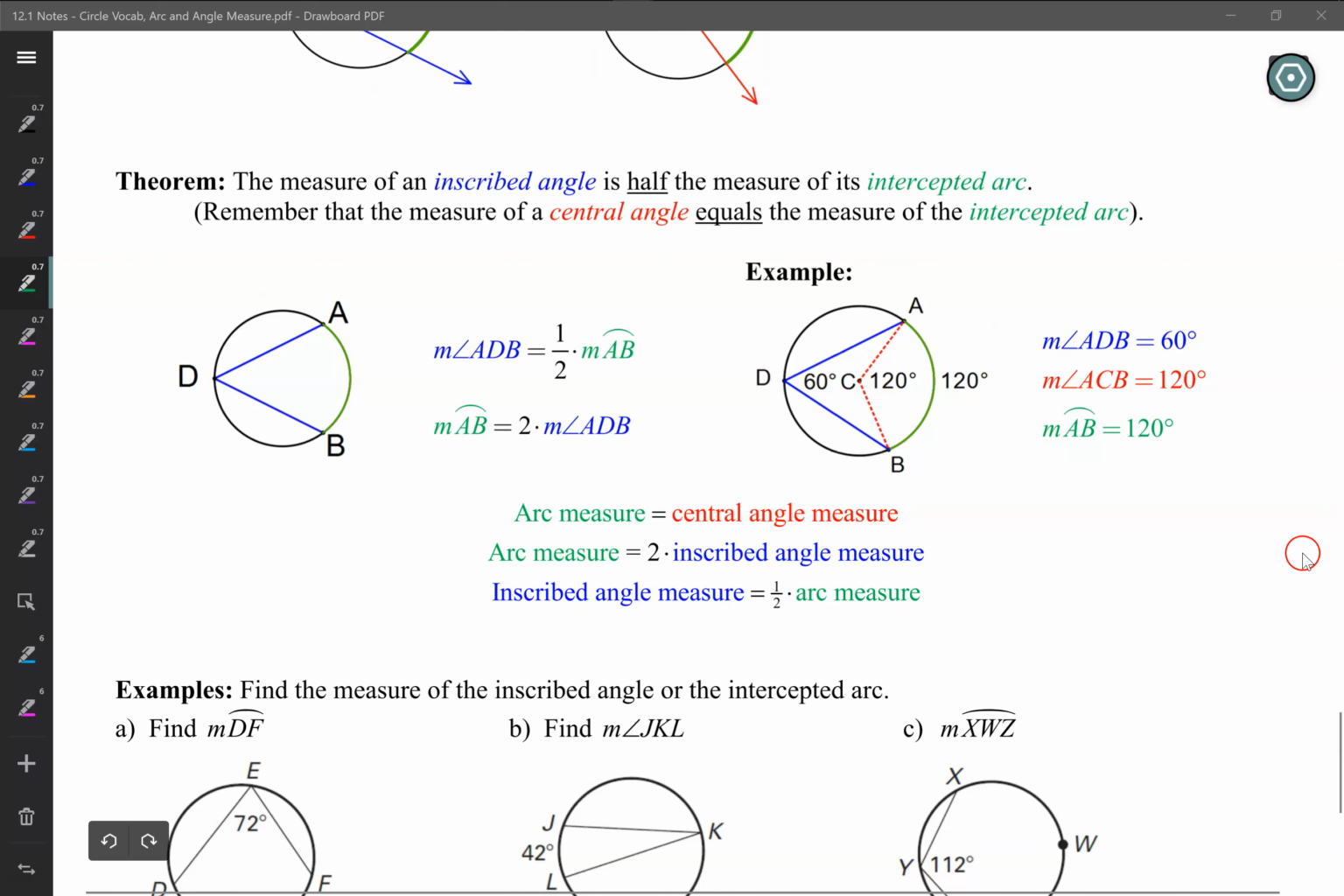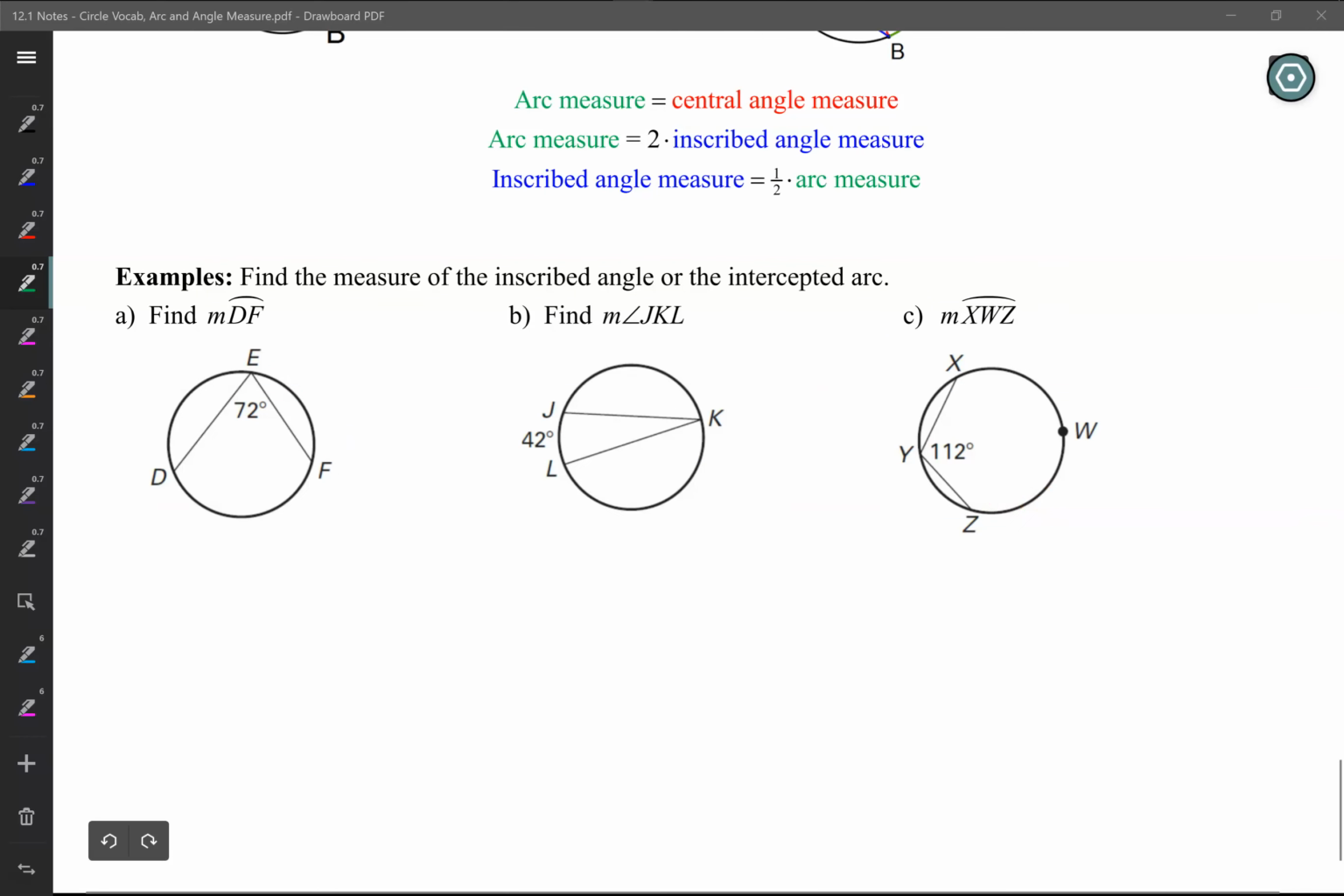So when you look at a problem, you need to always ask yourself, is the angle I'm looking at inscribed, or is it a central angle? Because that will tell you whether you have something equal to the arc, or whether you have something that is half of the arc. And so you've always got to keep track of, am I looking at an inscribed angle, or am I looking at a central angle?